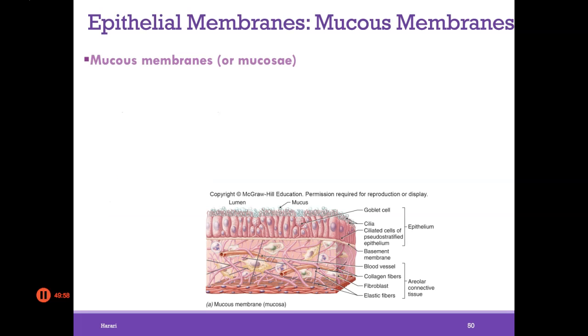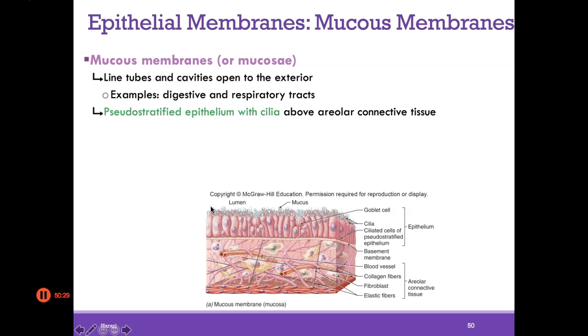Let's talk about the mucous membrane first. So a mucous membrane is only found on the internal surfaces, right? And it lines the passages that open to the exterior environment. So any tube that is exposed to the external environment has to have a mucous membrane. Right? So the digestive tract, the respiratory tract, the urinary tract, and the reproductive tract all have mucous membranes.